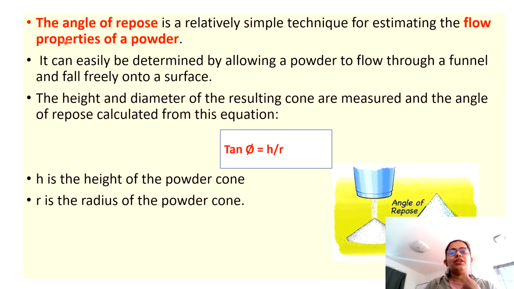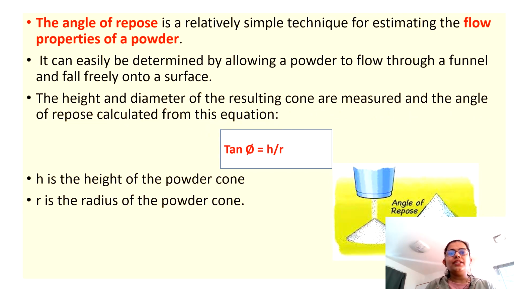So we will see two or three very important points of the angle of repose, and then we will see the table, which is very important for the GPAT and pharmacist examination. Angle of repose is a very simple technique for estimating the flow properties of powder. It can easily be determined by allowing a powder to flow through a funnel and fall freely onto the surface. The height and diameter of the resulting cone are measured and the angle of repose is calculated from this equation.